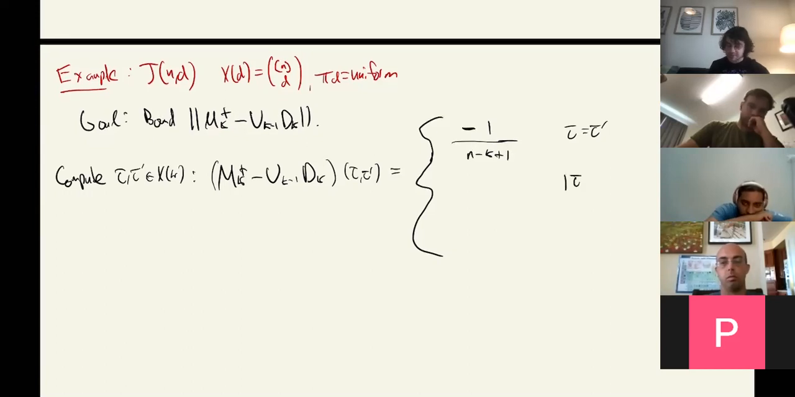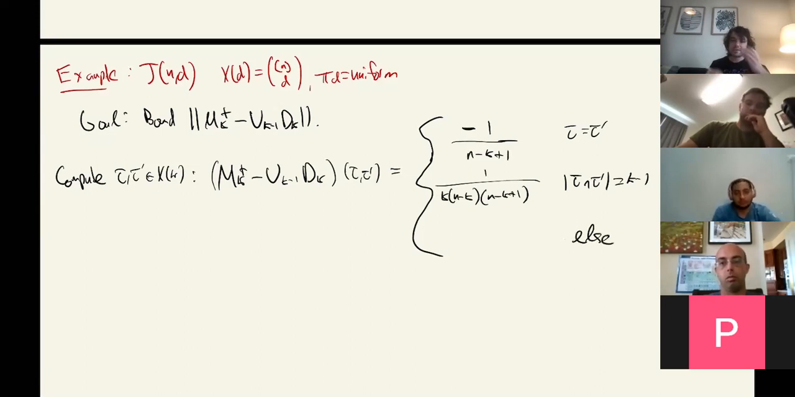The second case is when tau and tau prime are essentially neighboring, so they only differ by 1. Here it's slightly more complicated. This will be 1 over k times (n minus k) times (n minus k plus 1). And the last one should be fairly obvious. In every other case, just like before, when tau prime and tau are more than 2 apart, both of these walks only take a single step, so they can never get to anything more than 1 apart. Both transition probabilities are 0, and so this final one is 0.